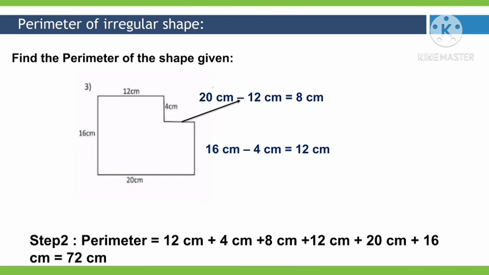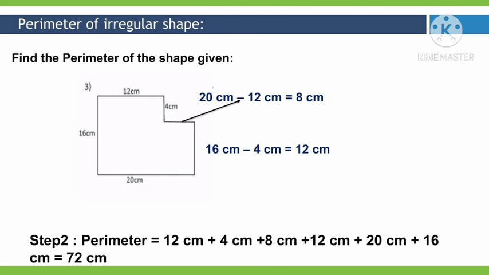Once we find the length of the missing lines, it is easy to find the perimeter of the shape. Add all the measured lengths to find the perimeter. So it is 12 centimeter plus 4 centimeter plus 8 centimeter plus 12 centimeter plus 20 centimeter plus 16 centimeter. If you add all the things correctly, you will get 72 centimeter. So the perimeter of the shape given here is 72 centimeter.